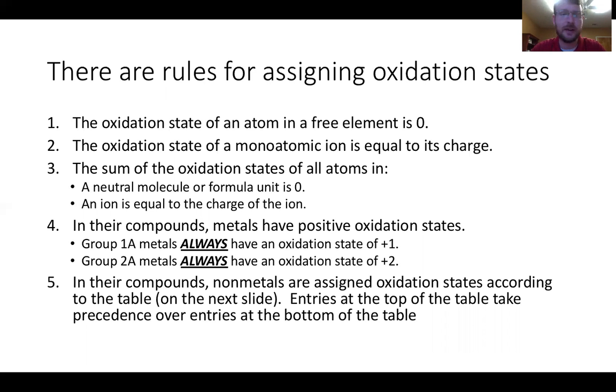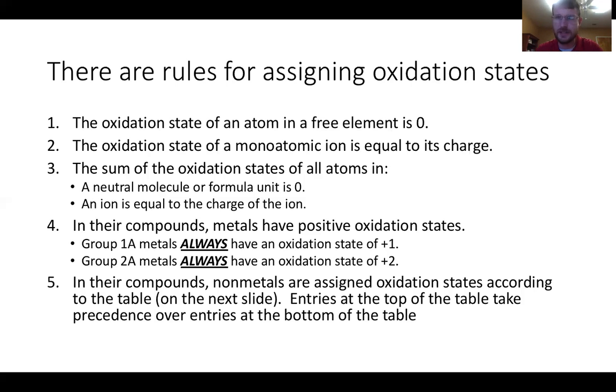Group 2, the alkaline earth metals, are always +2, right? That we need to just memorize. We just need to know that for sure. Number 5, in their compounds, nonmetals are assigned oxidation states according to the table, which we'll look at in the next slide. Entries at the top of the table, again, take precedence.